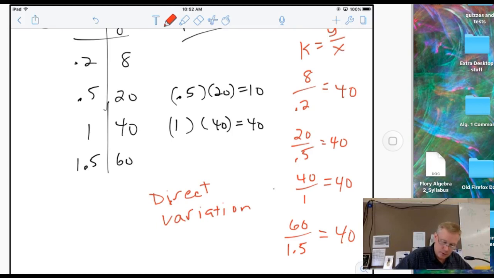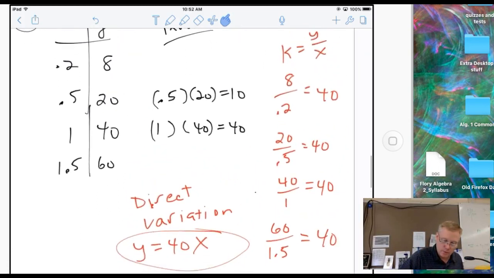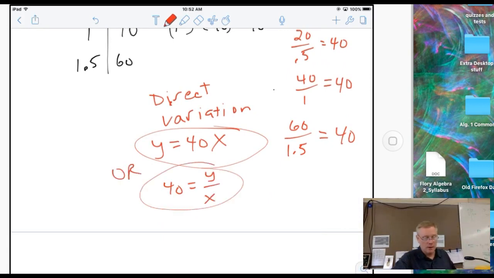And the equation is, there's a couple of them. Usually I go y equals 40x. That's certainly not the only one. Since we used that other equation, you could go 40 equals y divided by x. That's another good one, okay? Either one of those is fine. If you have questions, please bring them to class.